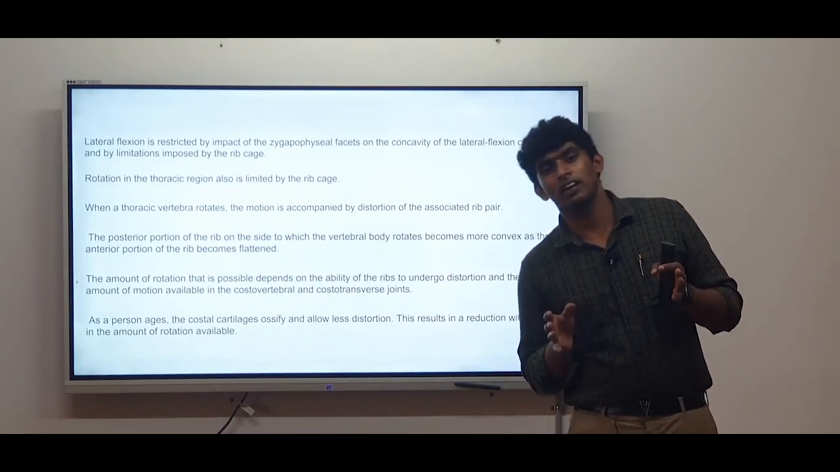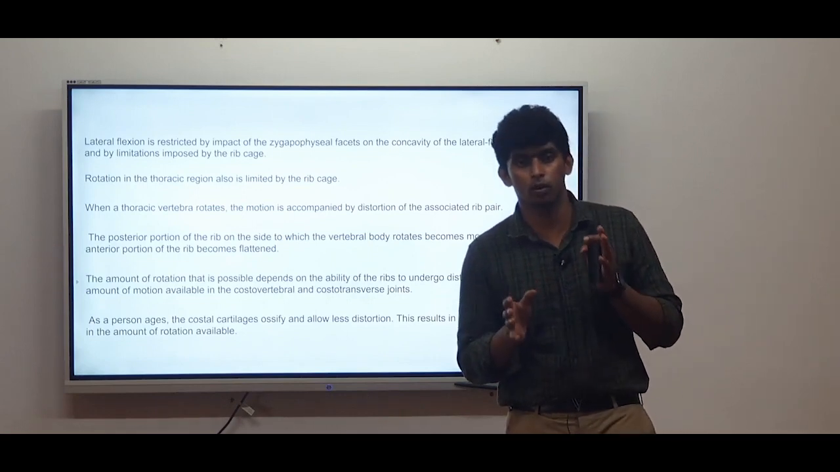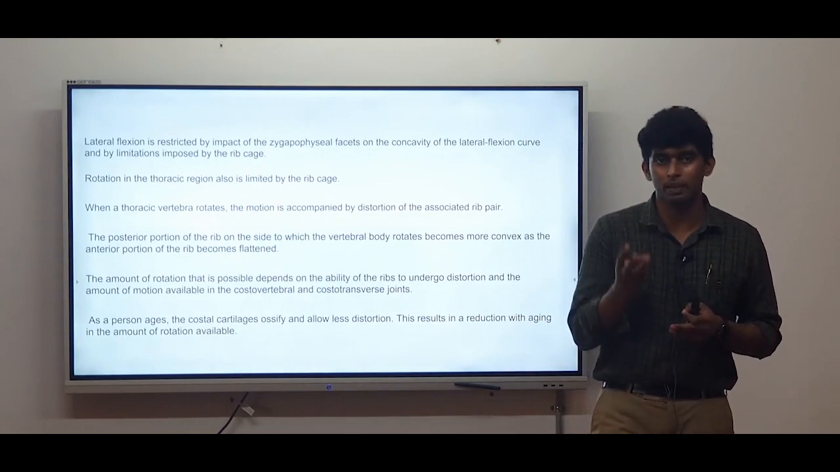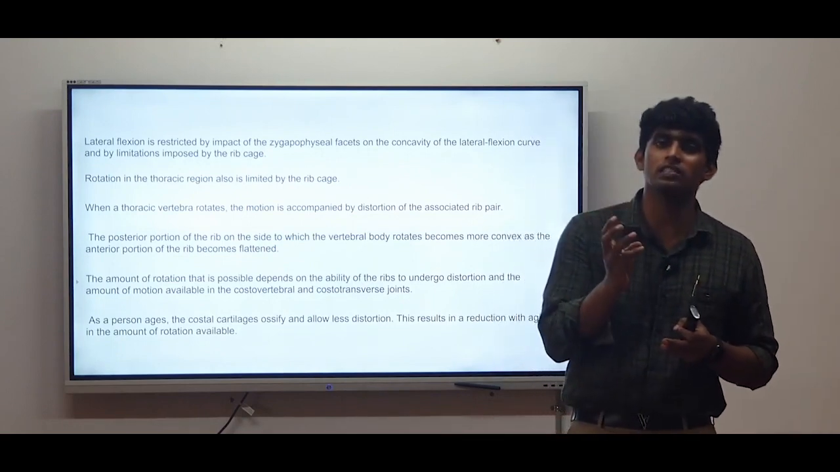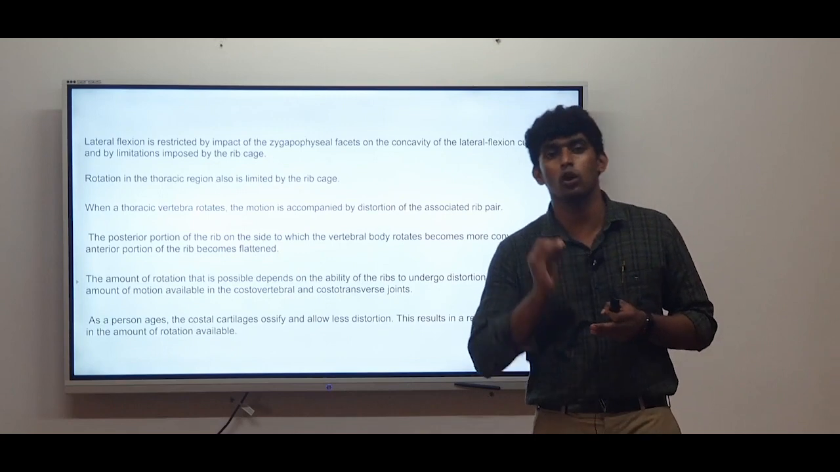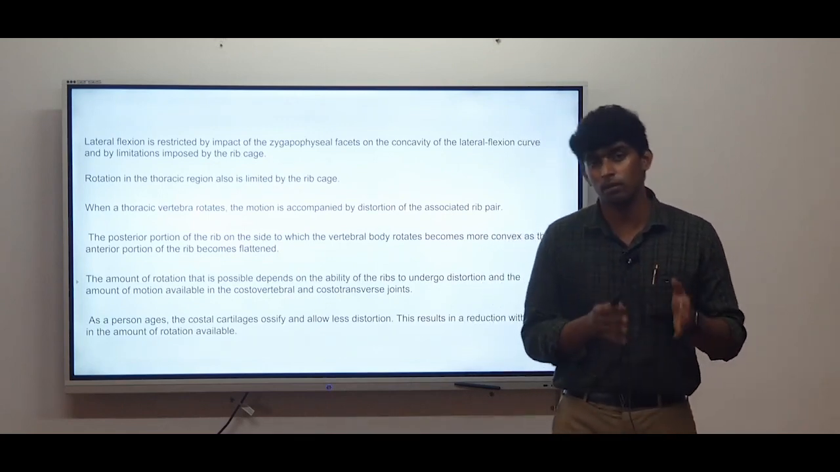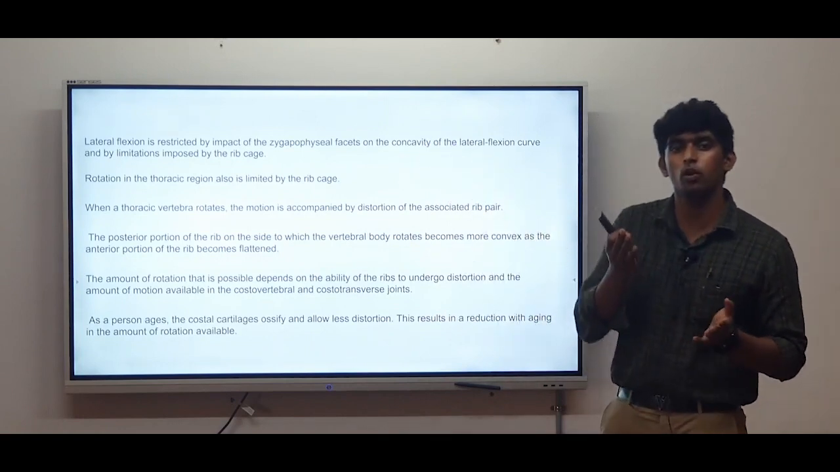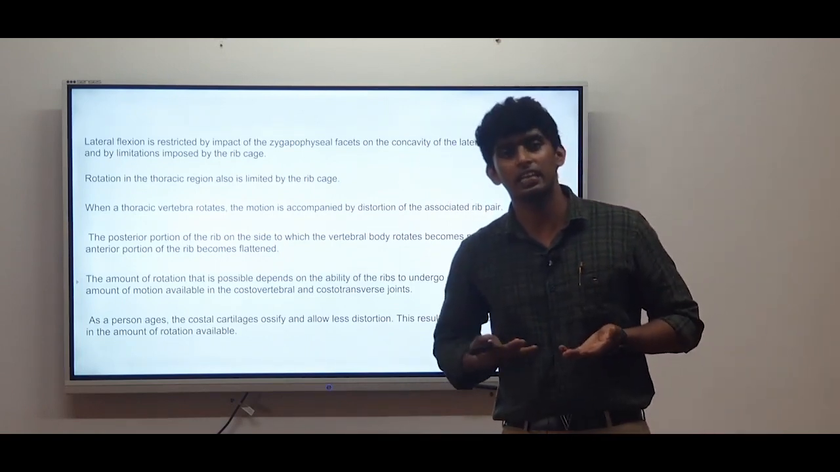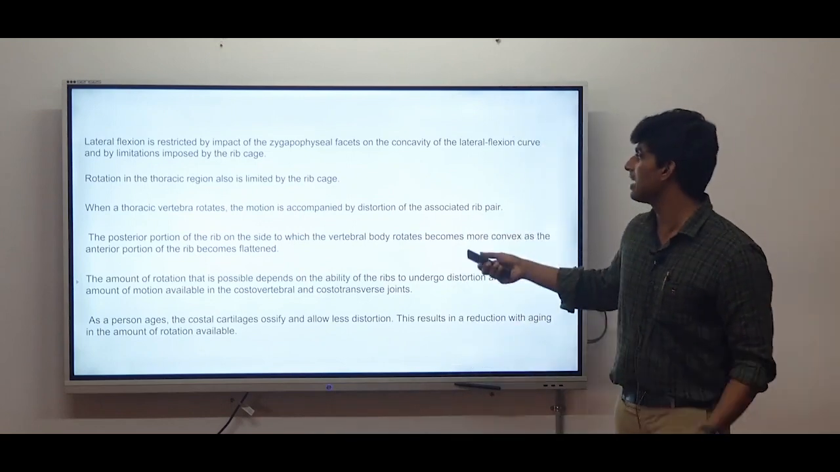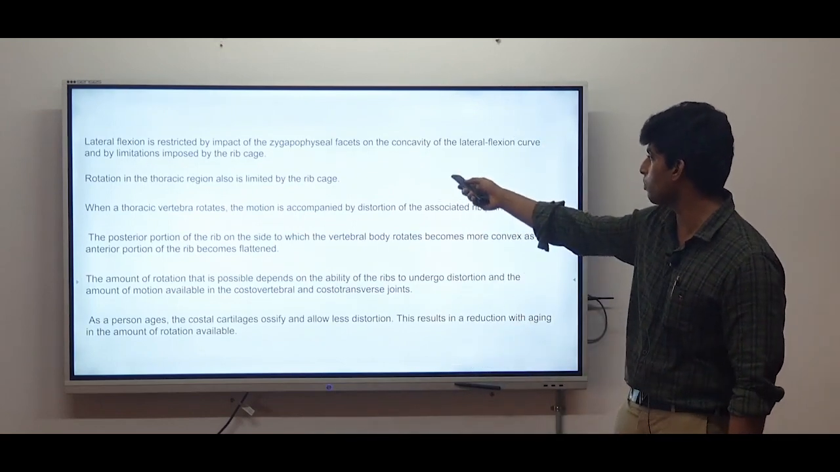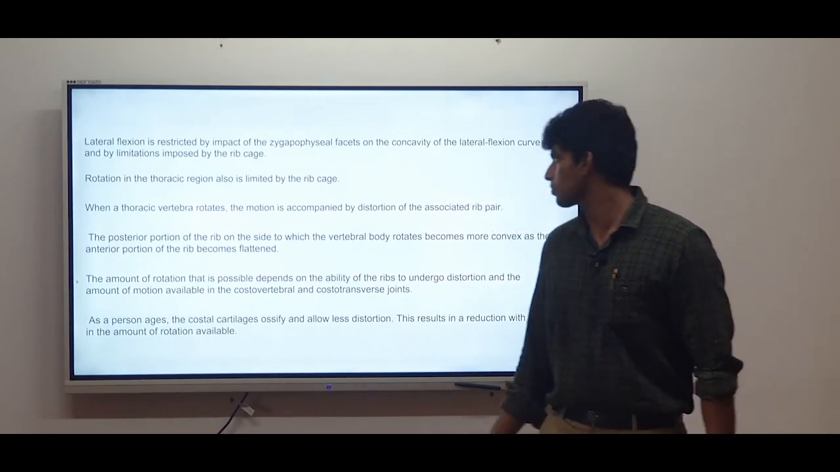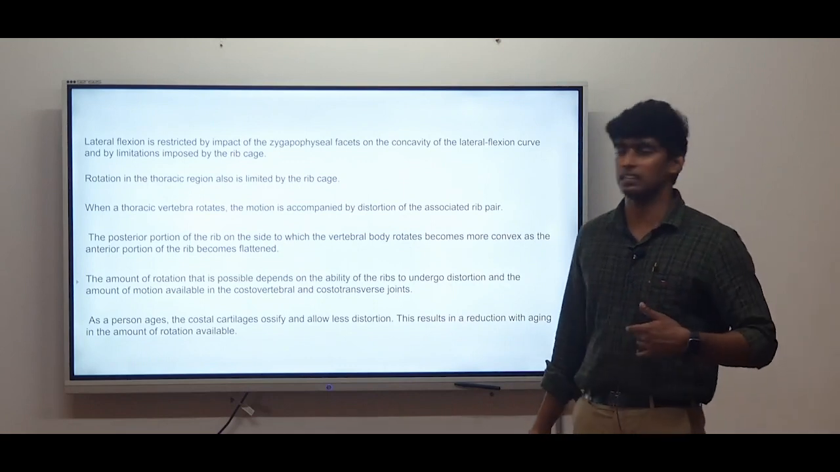In a sense, our body has a role to protect almost all our body alignments. For example, pain: if you are getting pain, it is a stimulus which indicates we have to stop further movements. It's just an example. So if we go into further lateral rotation beyond a particular limit, it can damage our internal organs. So it will be restricted by the impact of the zygapophyseal facet on the concavity of the lateral flexion curve and the limitation imposed by the rib cage.